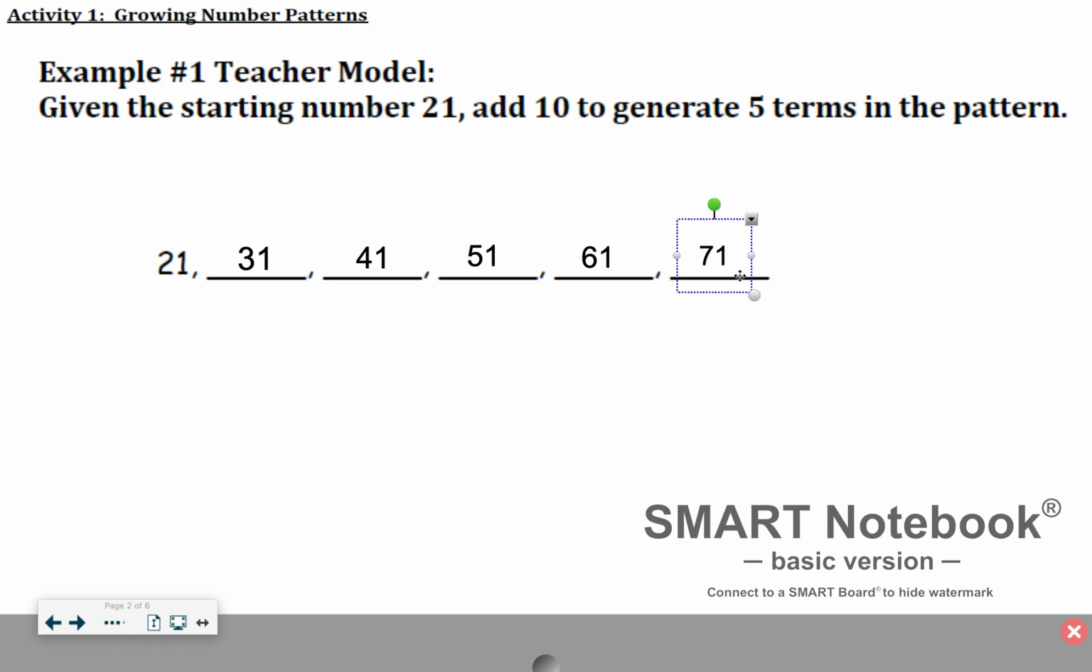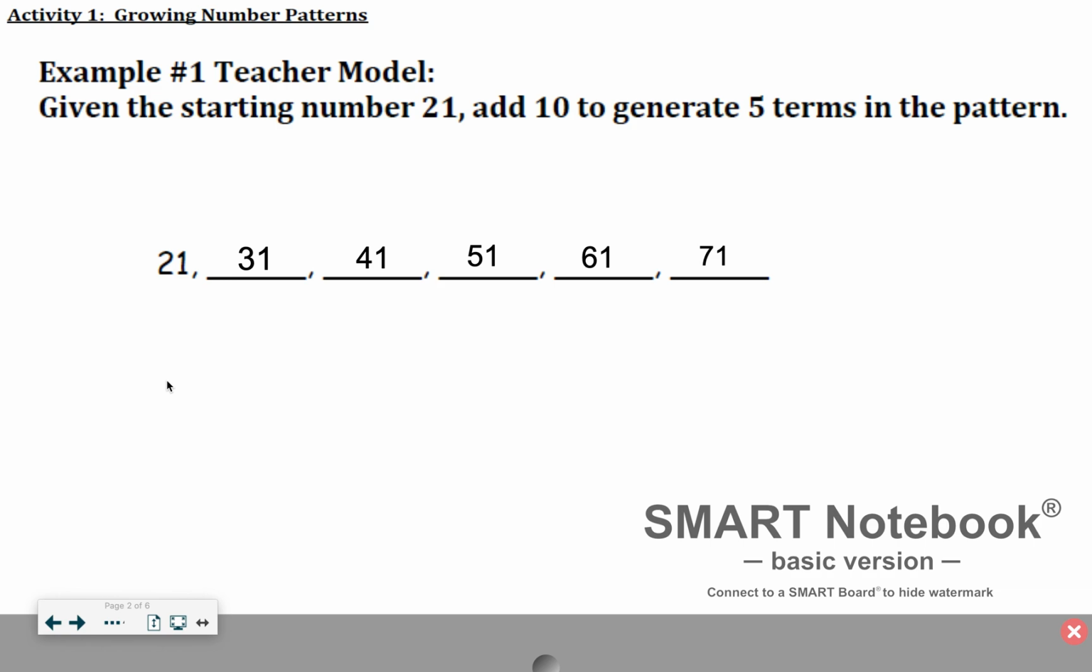And all I did was listen to the directions, giving the starting number 21, which I recorded, add 10 to generate the next 5 terms in the pattern. And that's exactly what I did. 21 plus 10 is 31. 31 plus 10 is 41. 41 plus 10 is 51. 51 plus 10 is 61. And 61 plus 10 is 71.